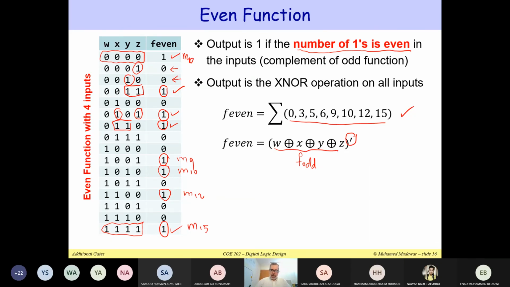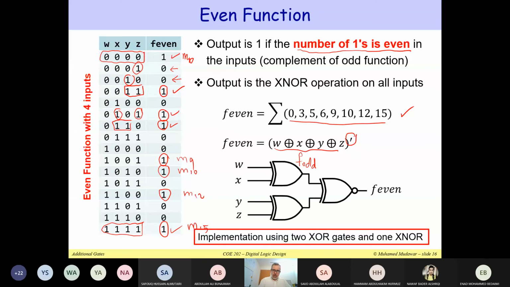Now the way to implement this is that we can implement it using XOR gates. So I need actually these 2 XOR gates. I will get here the output W XOR X.